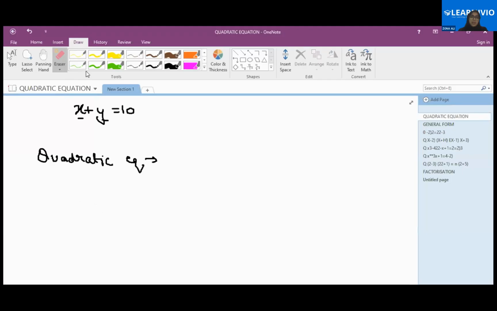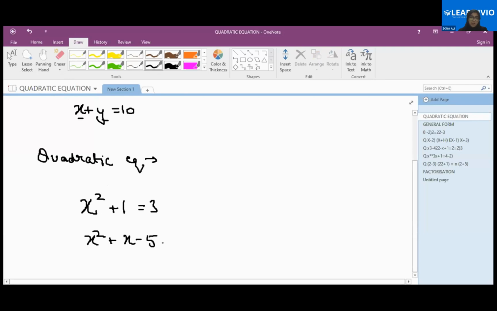Quadratic equation means that the equation must have the highest degree or highest power as 2. Okay, now you can write it like this: x square plus x minus 5 is equals to 0. This is your quadratic equation.